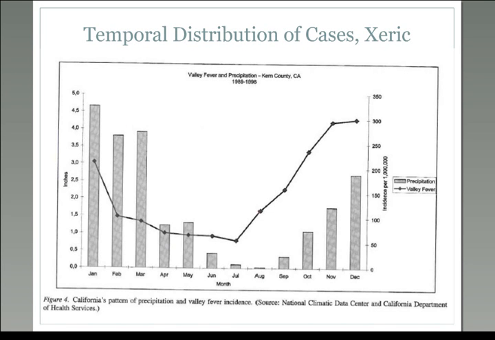So that's in a xeric area, the kind of distribution through time. So we're talking about not just spatial, place to place, but also year to year and during the year variation.